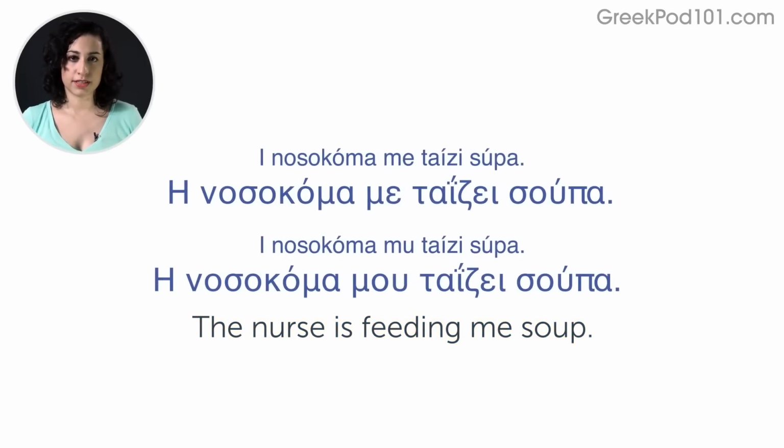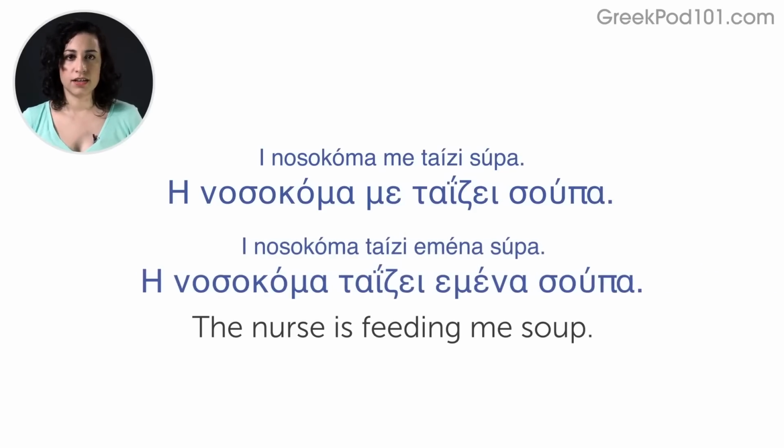If you are not sure whether to say η νοσοκόμα με ταΐζει σούπα or η νοσοκόμα μου ταΐζει σούπα, a relatively safe tip is to try replacing me with a matching prepositional phrase like to me and see if it sounds right. If it doesn't, like in this case, don't use a genitive like μου. Instead, use an accusative like με or its strong form εμένα. So the correct sentence is η νοσοκόμα με ταΐζει σούπα or η νοσοκόμα ταΐζει εμένα σούπα.